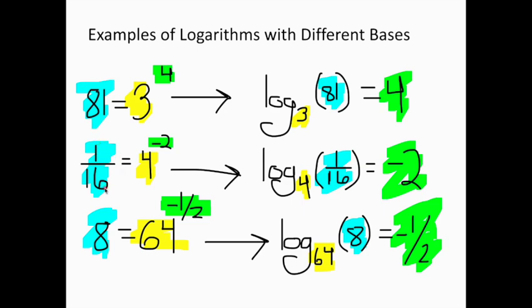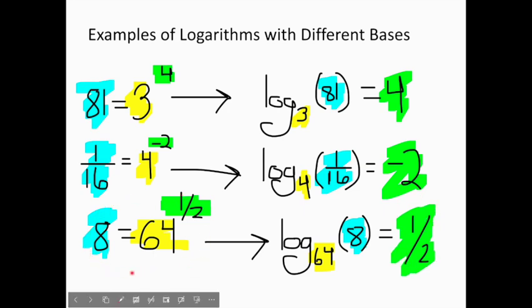So when I rewrite that in log form, since 4 is my base here in exponential form, I'm going to put my 4 here as my base when I'm in log form. And 1 over 16 is my argument, and then what that is equal to is my exponent.